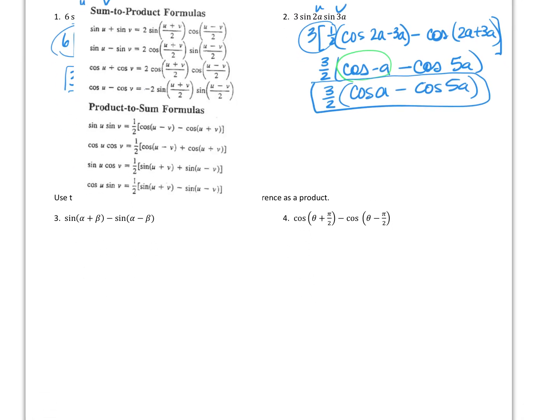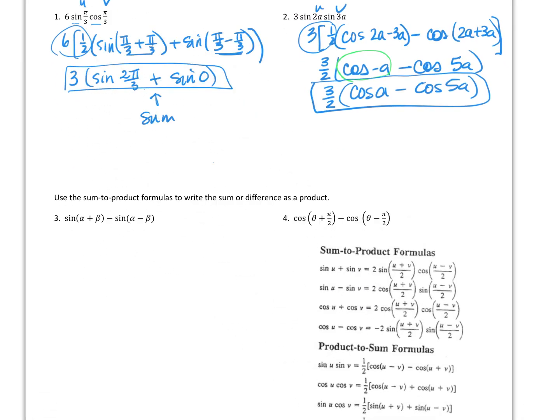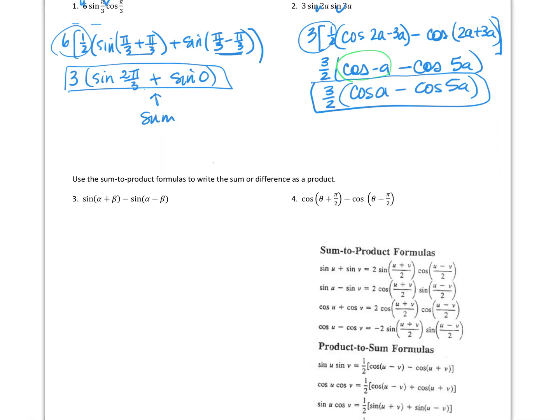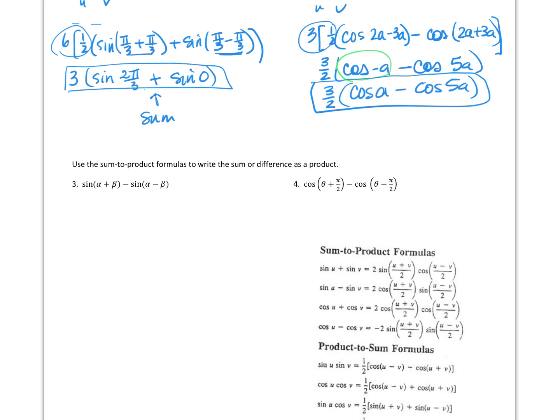Now we're going to look at going the other direction, if you will. It says we're going to use the sum to product formulas to write the sum or a difference as a product. So now our answers are going to go to the product stage. So we're looking at this top portion of the chart here. Notice what I've given: two sines, one positive, one negative, a sum and then a difference. So I'm looking for the one that reflects that.